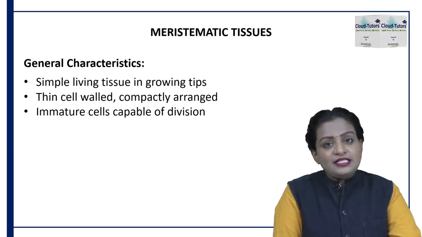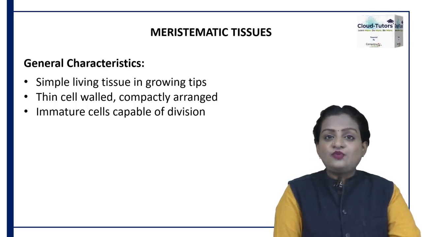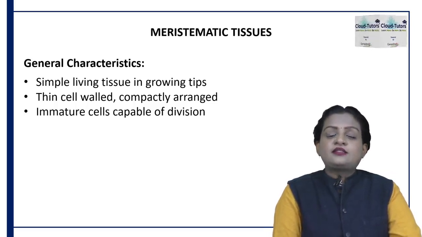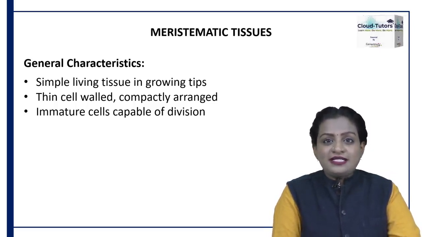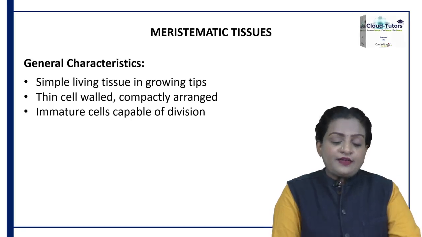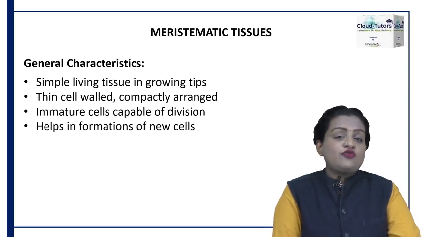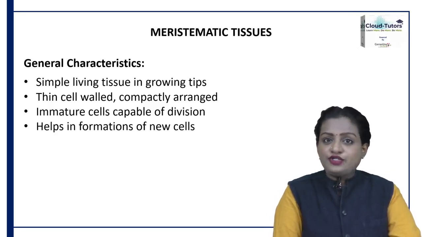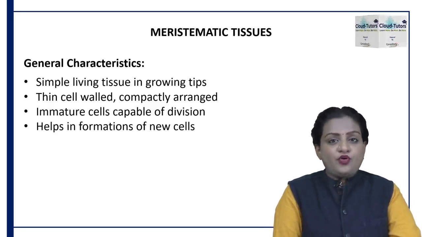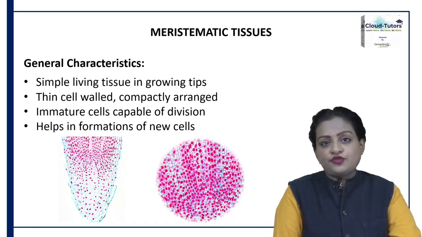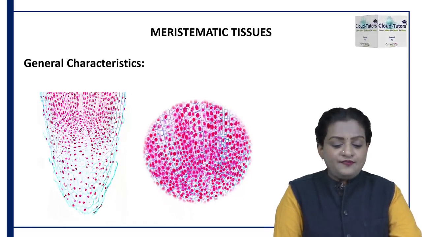They are compactly arranged because, since they are actively dividing every next minute, they can't actually move around a lot, and they have the capacity to divide. And their only function is to divide and add new cells to the plant body. So if you see the meristematic region under a microscope, this is how they look.